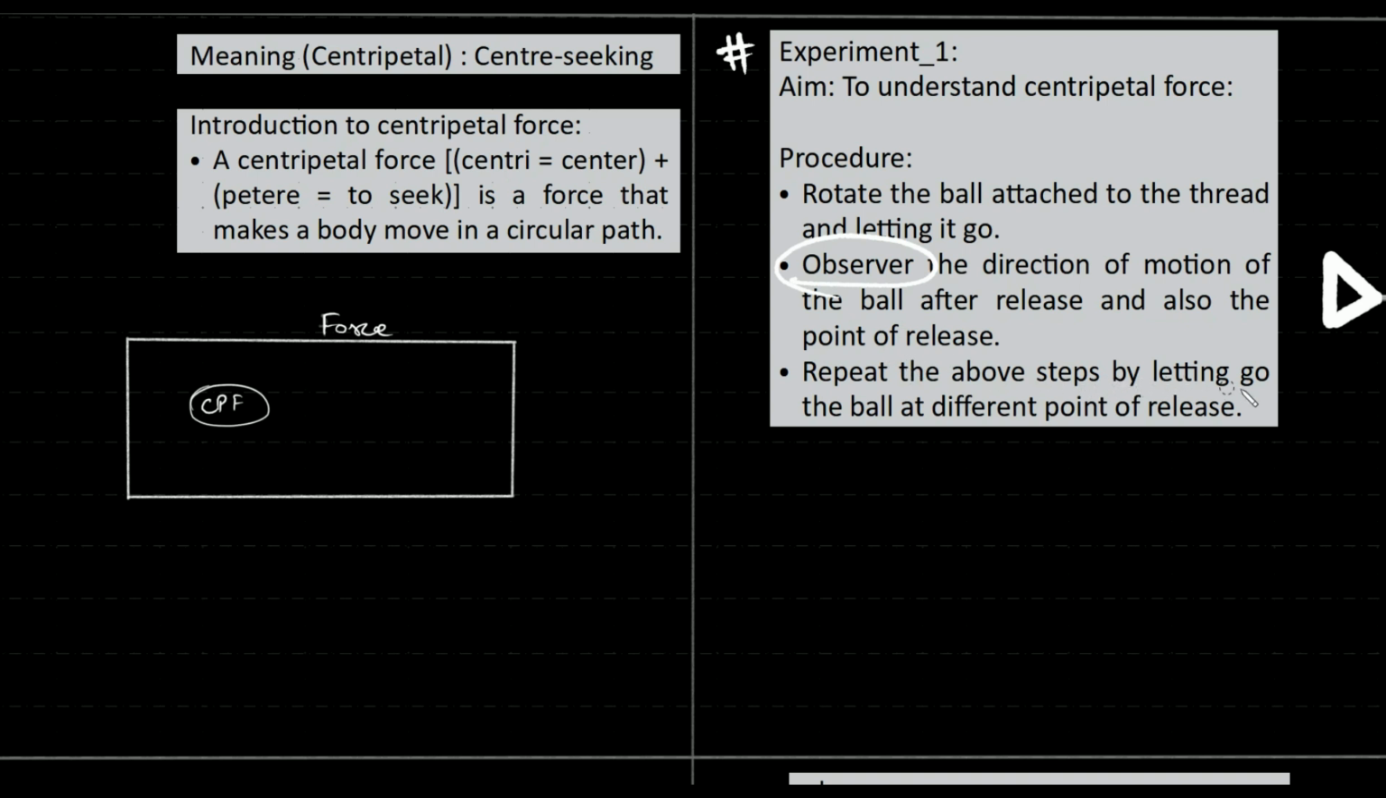Repeat the above steps by letting go the ball at different points of release. So it's easy, something that you guys can do as of now itself. You can tie a thread with a pen or a pencil and be careful that there's no one around so that it won't poke or hit. So you guys can do that. But yeah, before that you guys can watch this video so that you get an idea about what it is you're trying to understand and look at.